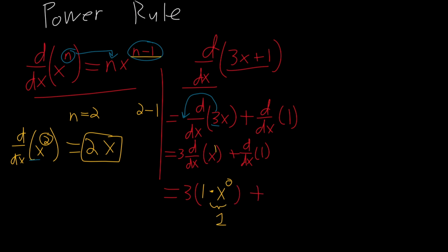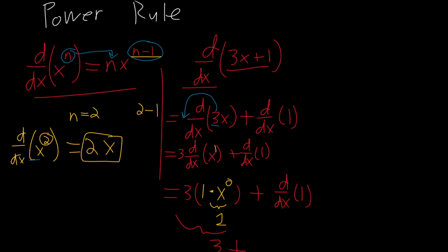And then plus the derivative of 1. I'm going to tackle that in a slightly different way, actually. So let's just simplify this on the left, and then we'll deal with the derivative of 1 really fast. So we have 3, and then times 1, which is just 3. So this whole thing right here, I will erase this bit, this whole thing right here is just going to be 3. And then plus this next bit.